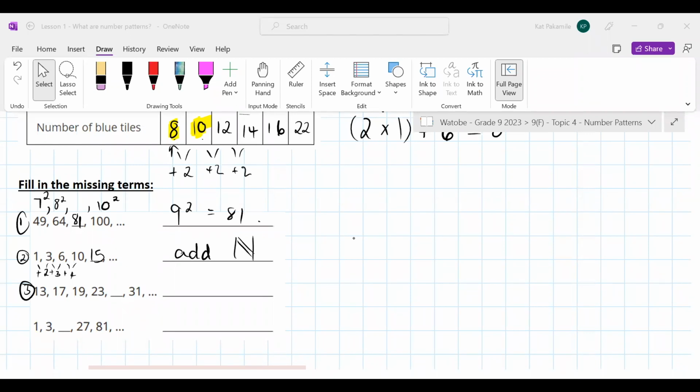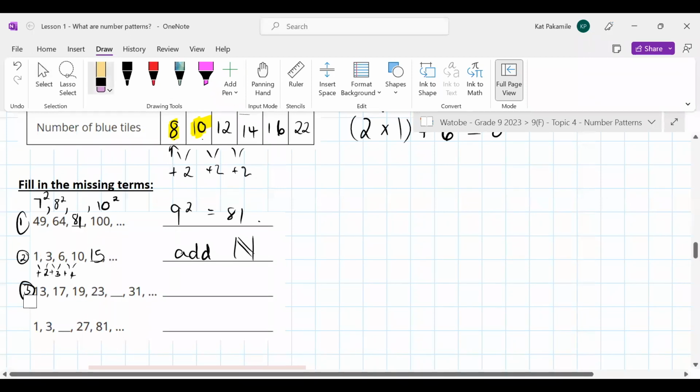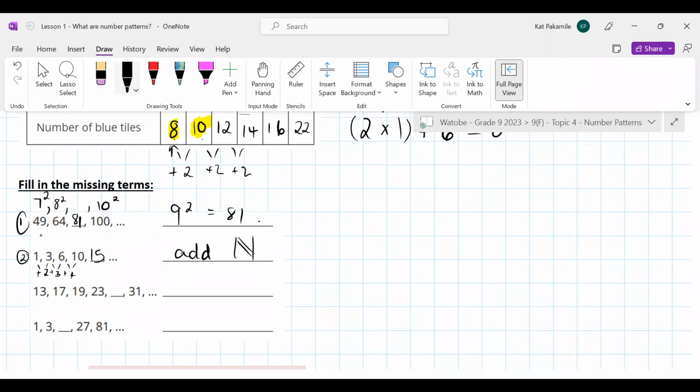The last one, ma'am. Oh, we're not there yet, Eddie. We're on number 3. Sorry. Okay. But since you're here, let's do the last one together. We're not adding 4 in number 3, guys. Look carefully. Let's do the last one together.